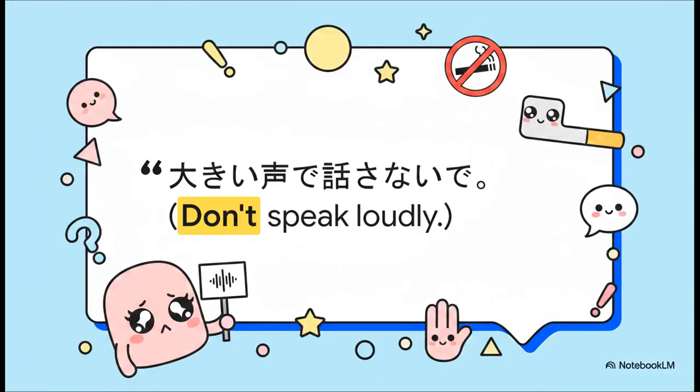Now, what's really interesting about this slide is how naide also doubles as a very common request. When you hear oogoe de hanasanaide, it translates to don't speak loudly. It acts as this slightly softer colloquial way of saying please don't do something. You might also hear it with kudasai attached to the very end for a bit more politeness, like koko de tabako o suwanaide kudasai, please do not smoke here. But even on its own, it is a fantastic, natural, conversational boundary setter.